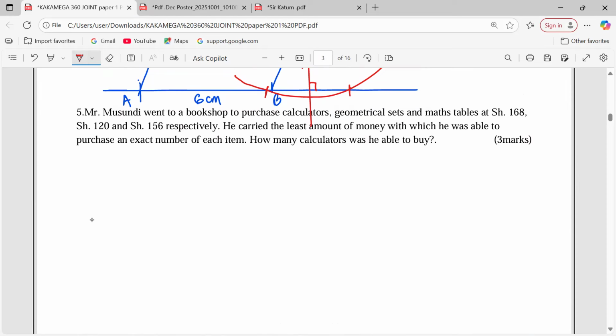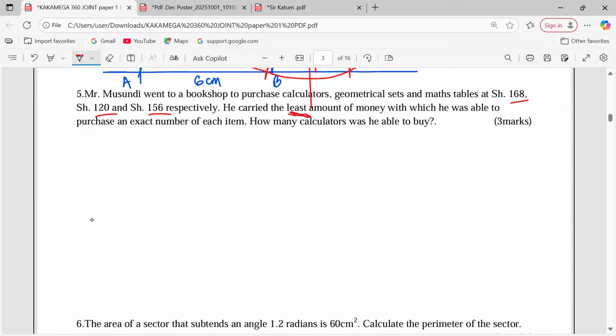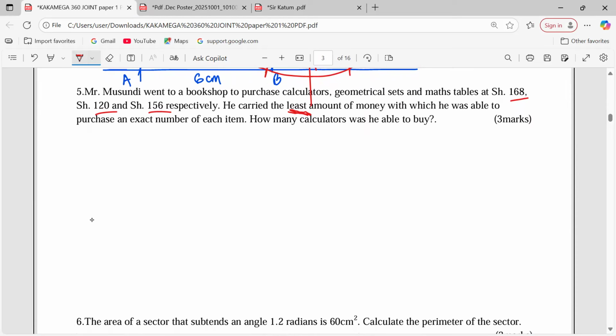is that the amount of money which can buy an exact number of items should be a common multiple. And now look at this. What kind of a multiple? It should be the least common multiple. You know, the common multiples can be many. After the least common multiple, there can be still other multiples where 168, 120, and 156 can divide uniformly. But now we need the least one. So we talk about LCM.